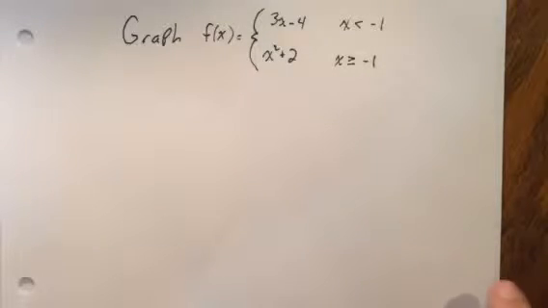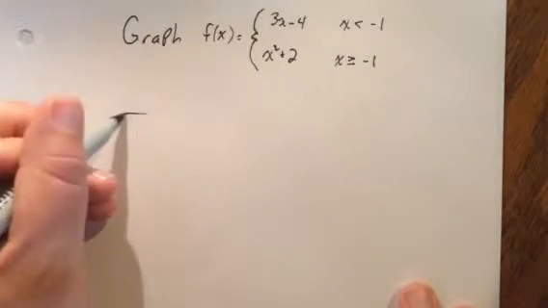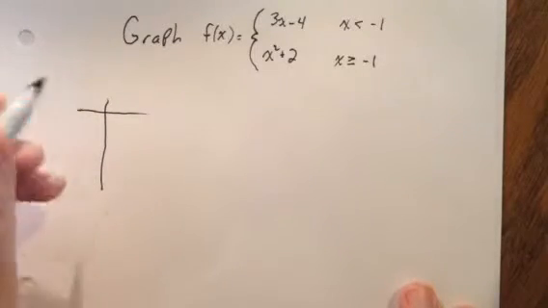Hey, let's look at another piecewise function and see how we can graph it. So in this one, we have f of x equals 3x minus 4 when x is less than -1, and x squared plus 2 when x is greater than or equal to -1. So again, I'm going to go ahead and put these down as two different tables.